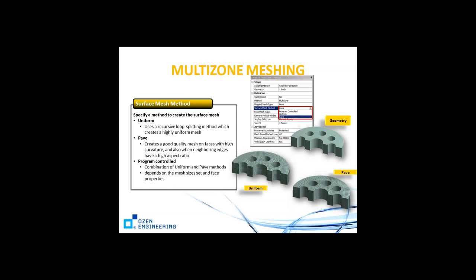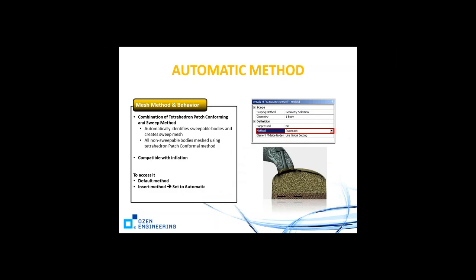And there are a bunch of different options in the multi-zone mesher as well. You can get a uniform one, and then there's the pay feature as well. So there's really a lot of features. If you have never used the multi-zone mesher, I strongly recommend you take a look at this. It's really a nice mesher. And in the automatic mesher, which is the default, the automatic mesher looks at the geometry, and if the geometry is sweepable, it will fill it in with hexes. And if it's not sweepable, it's going to put tetrahedrons in there. That's the automatic method.